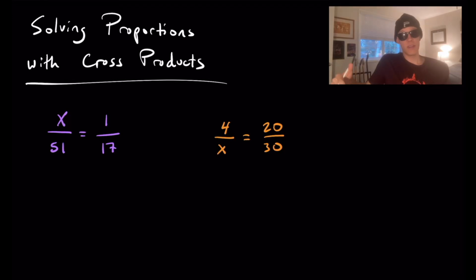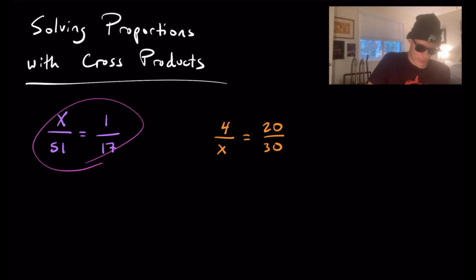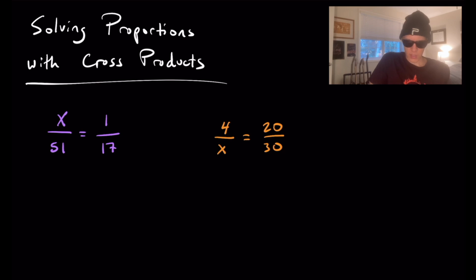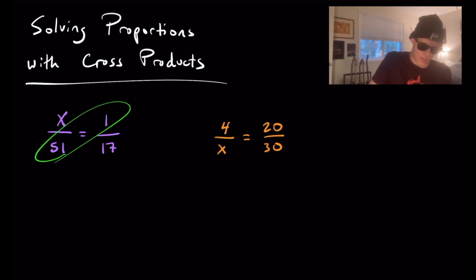All right, the next technique for solving proportions is going to be using something called cross products. Looking at this purple one over here, the first thing we want to do is multiply across. I'll circle the two numbers we're going to multiply. The first ones are going to be 51 and 1. So 51 times 1 is 51. Easy enough.